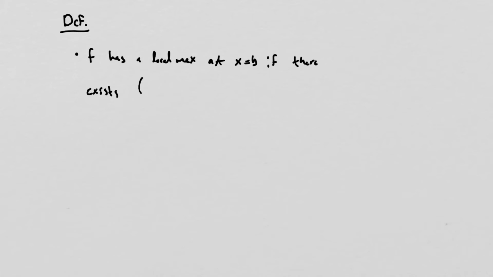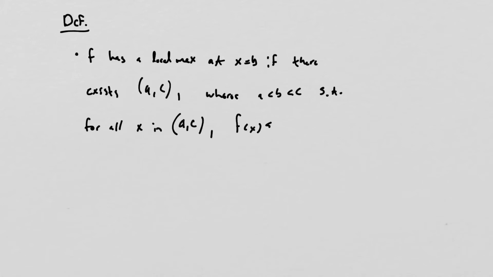Let's go ahead and define our local max and local min. F has a local max at x is equal to b if there exists an open interval a to c where a is less than b is less than c, such that for all x in a to c, we have that f of x is less than or equal to f of b.